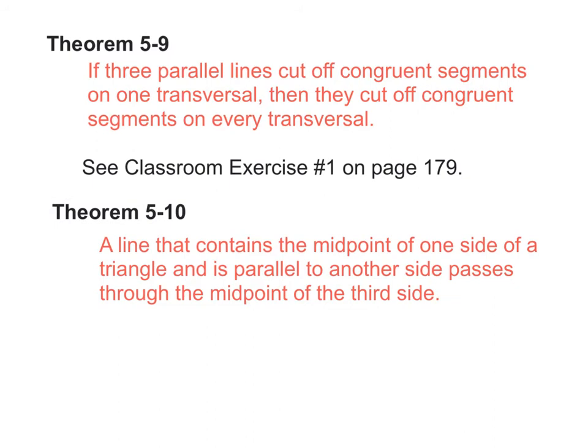Now the next theorem is theorem 5-10. Theorem 5-10 states, a line that contains the midpoint of one side of a triangle and is parallel to another side passes through the midpoint of the third side. Now, what exactly does this mean? It might help if I draw a picture. So let's start by drawing ourselves a triangle. And let's say our triangle looks something like this.